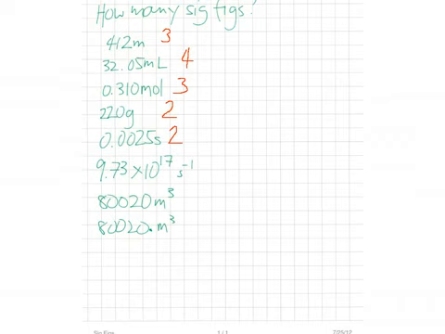9.73 times 10 to the 17th. Scientific notation is really useful because scientific notation only uses significant figures. So all 3 of those, the 9, the 7, and the 3, are important. We'll oftentimes use scientific notation for large and small numbers that we often run into in chemistry to highlight what is significant.